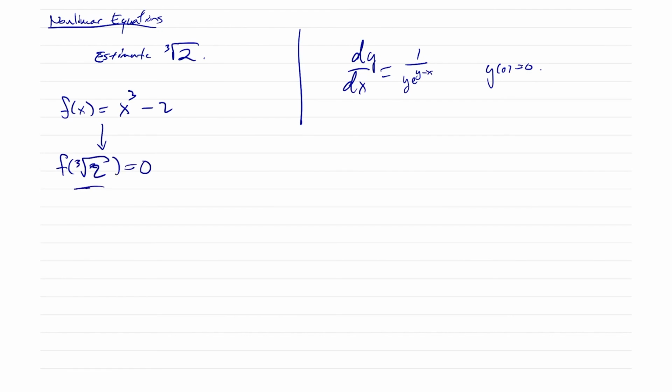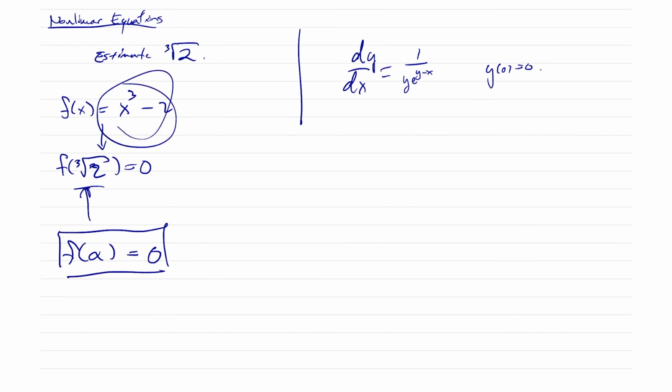And so if we can find a way of estimating the root of f, or this particular root of f, then that'll give us the cube root of 2. So here we're trying to solve the equation f of alpha is equal to 0. And that is, generally speaking, what we're trying to do. This function is nonlinear, so it's not ax plus b, so it becomes difficult to solve in some cases.